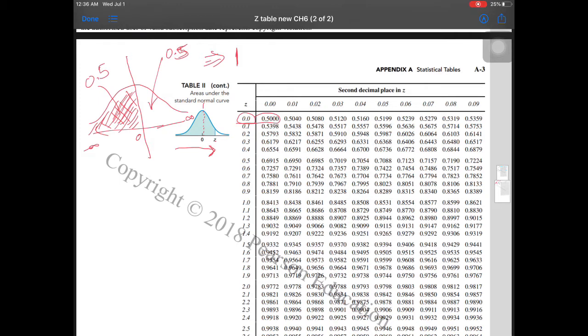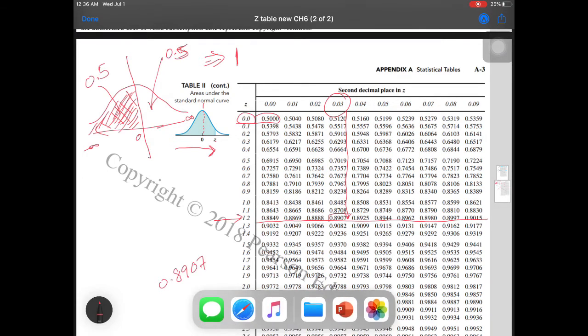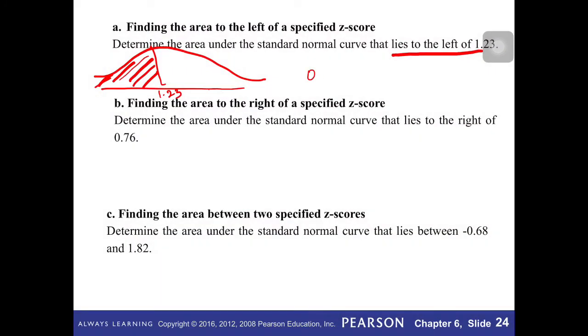Okay, positive value 1.23. So you can find 1.2 first. It's gonna be in this row. 1.23. So where is 3? 0.03 is here. See, so value is this one, 0.8907. So this is the area, or we can say it is the probability.